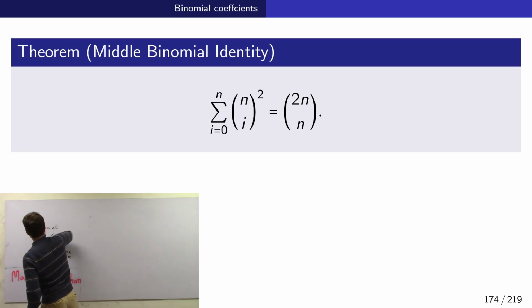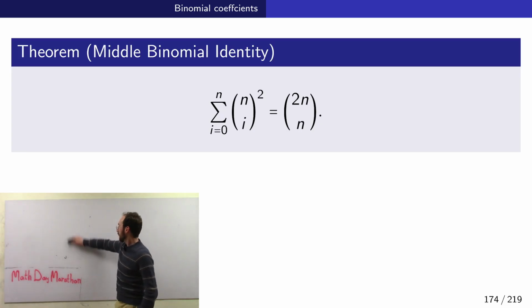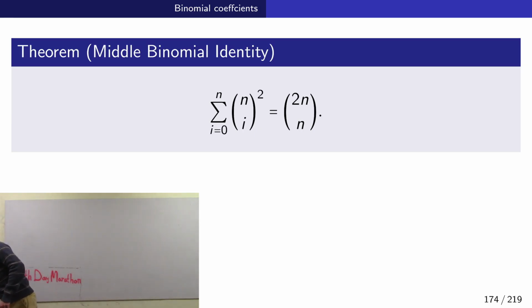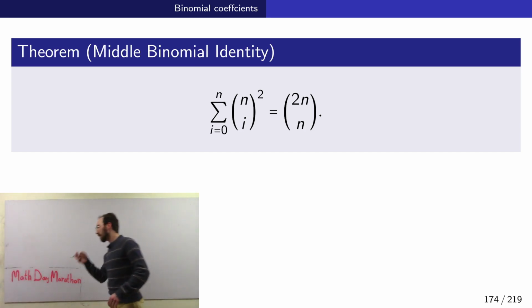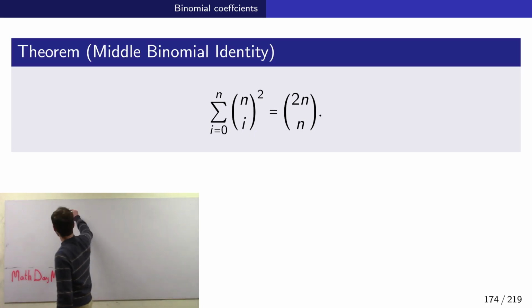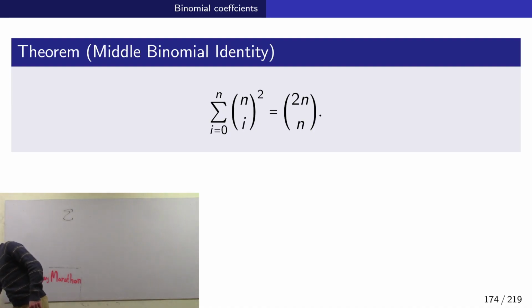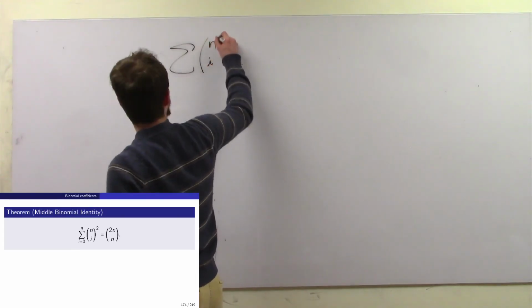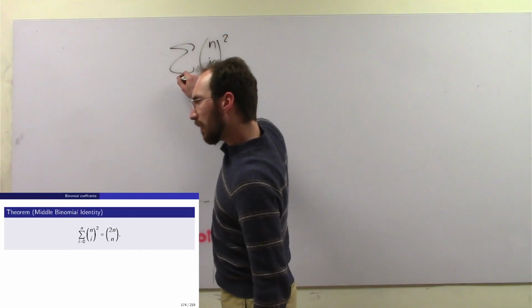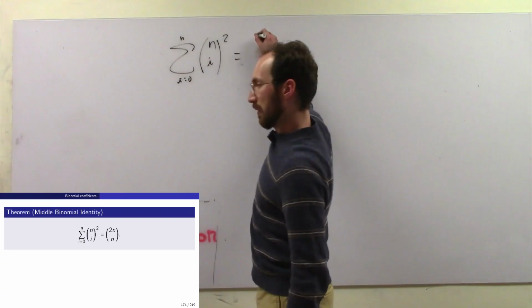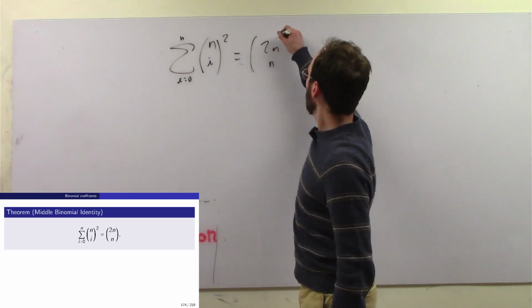And what it's telling us is we take this sum of squares of binomial coefficients, and we somehow end up with this nice looking binomial coefficient on the right here. So let's look at that. That's n choose i, for i equals 0 to n, and then 2n choose n.